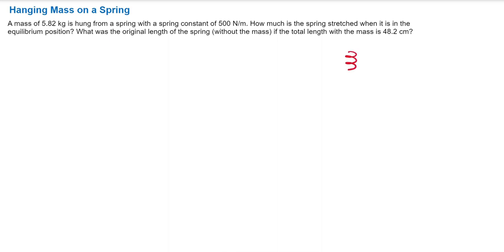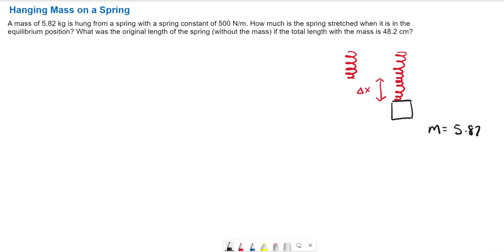So we have a spring here unstretched without the mass on it, and then we hang a mass on it. And it stretches a distance we're going to refer to as delta x. So it's just a change in the length. And here is our mass. We know that it is 5.82 kilograms. And we know that K, the spring constant, is 500 newtons per meter.